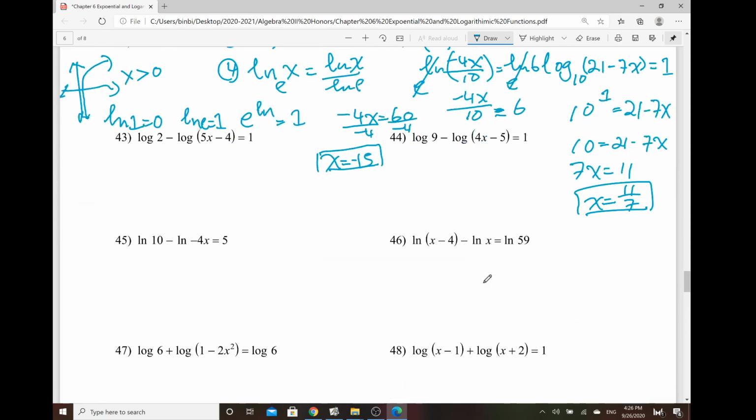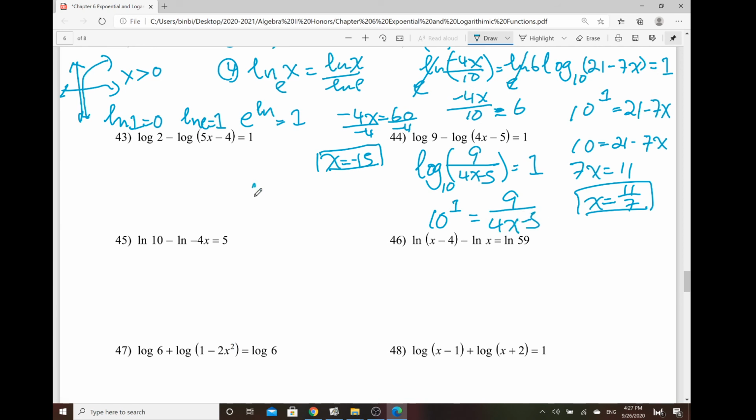Quite similar. So basically this one, condense them first. So log of 9 over 4x minus 5 equals 1. Again, for log, if the base is not shown, it's always 10. So the way to solve for this is to convert it back to the exponential form. So 10 to the first power equals 9 over 4x minus 5.